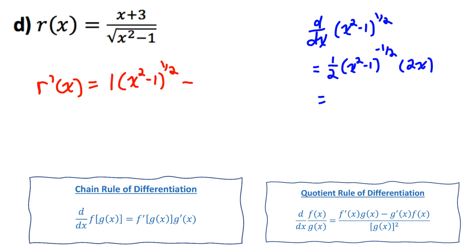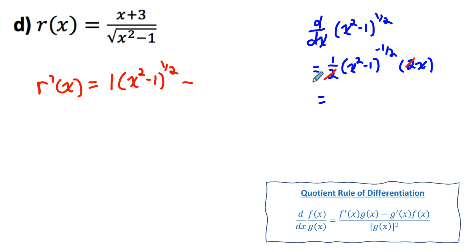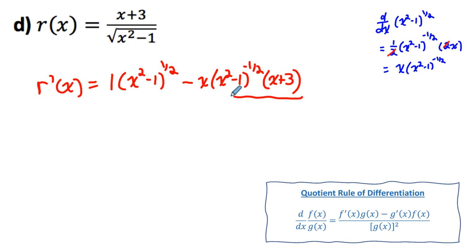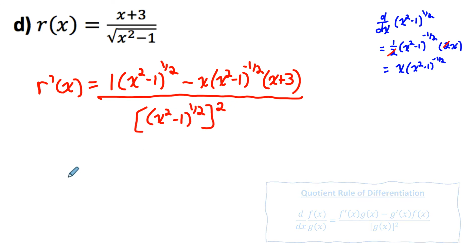And then this actually simplifies because we've got a 2 divided by 2, that's 1. So it's equal to just x times x squared minus 1 to the negative a half. So this is the derivative of the bottom function, and I'm going to put that right here. So minus x times x squared minus 1 to the negative a half, and that needs to be multiplied by the function in the numerator. And all of this is divided by the bottom function squared, so the x squared minus 1 to the half needs to be squared.